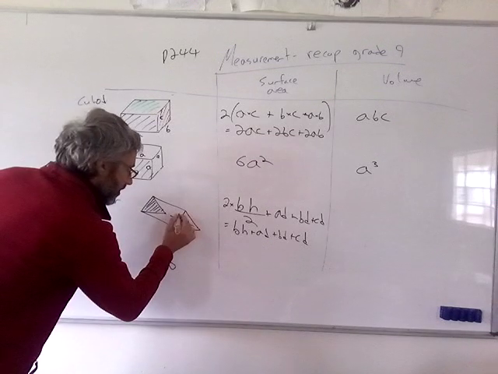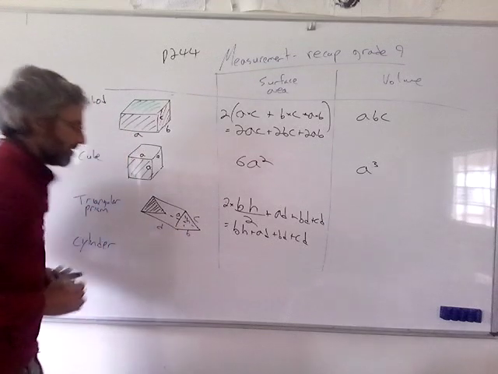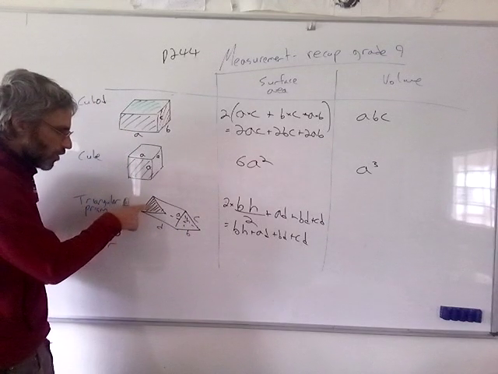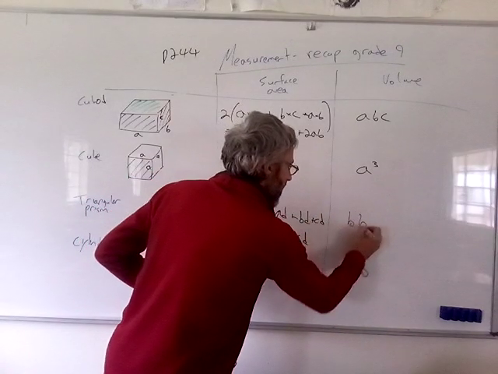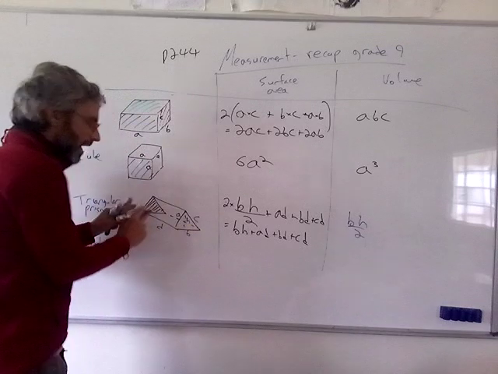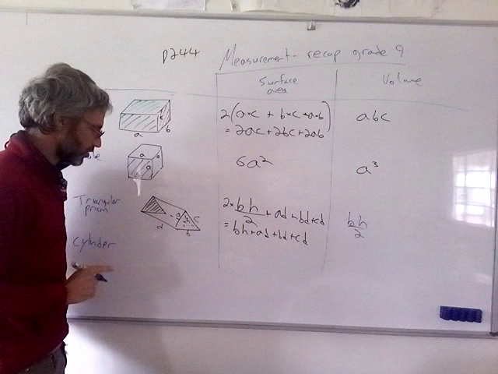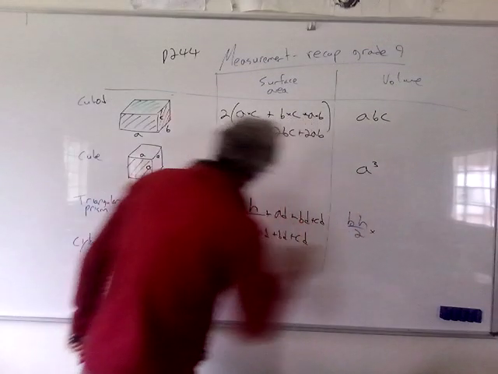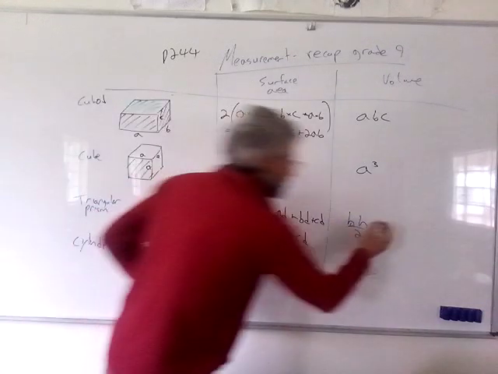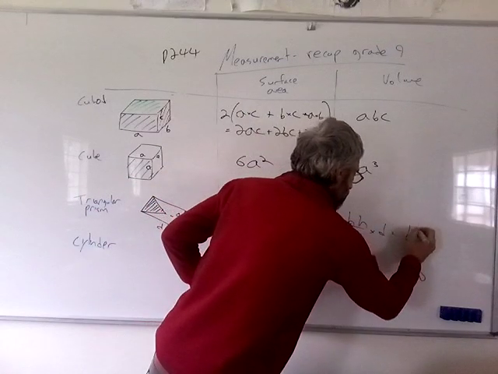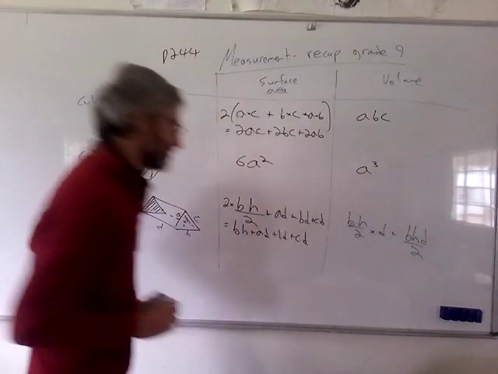So let me just put the letters again. It was A, B, C, we had H, and we had D. So the volume will be the surface area of the triangle, which we know. What is the area of the triangle? It's BH over 2. I don't times it by 2 because I want to find the surface area of one base. It's BH over 2. And then we times that by the distance between the two bases, between the two triangles, so it's D. So the answer is BHD over 2. I just want to make sure I'm using the same letter as them. And that is absolutely right.